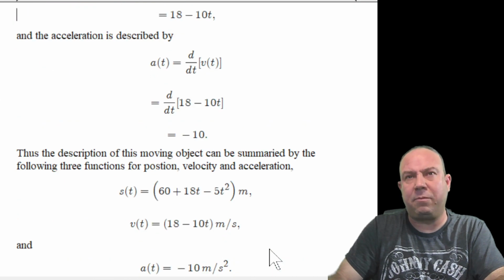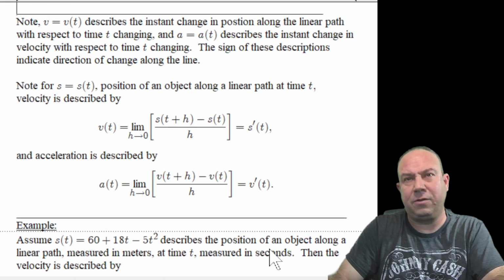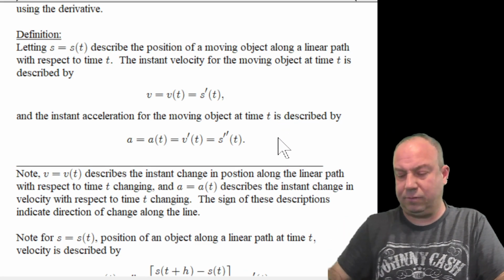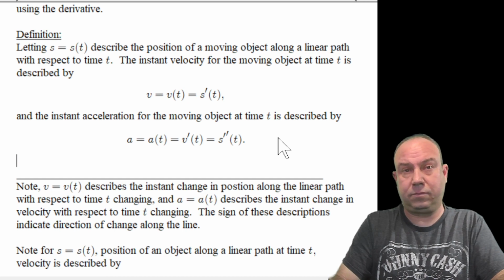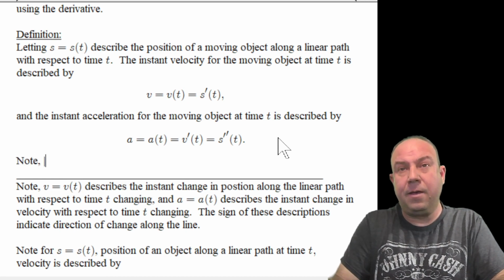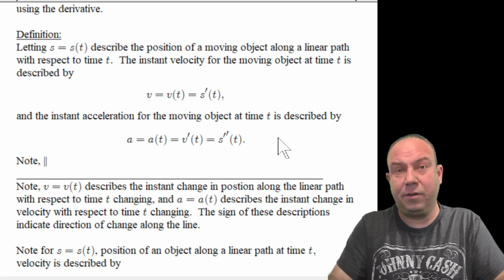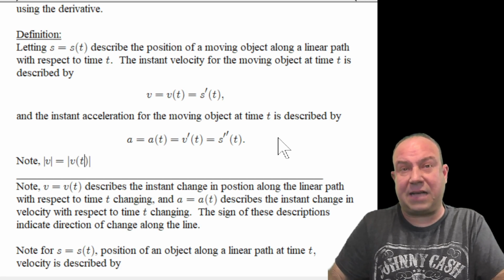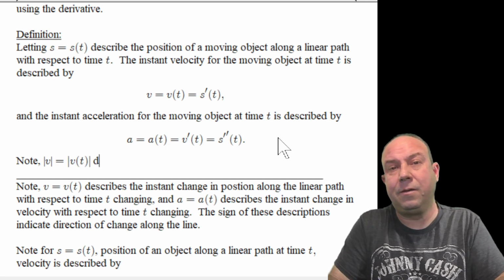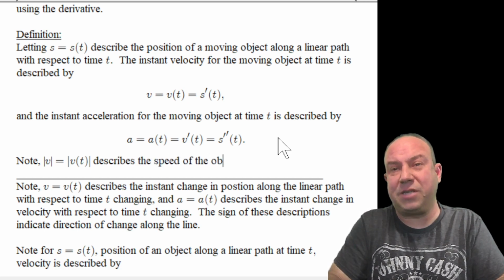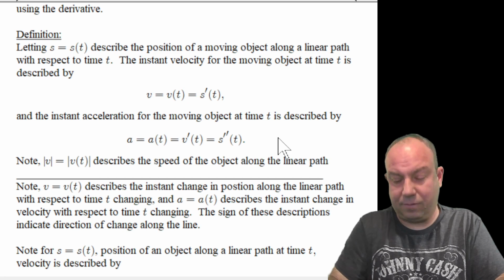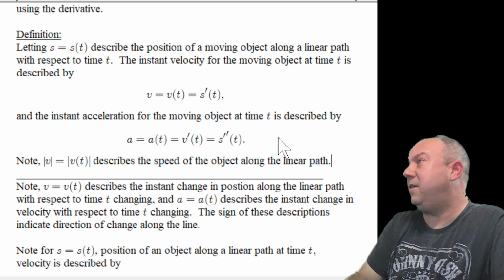One of the things we should probably note here, and I should go back and do this. I can't believe I left this out here. Note, because this is crucial right at this point, the magnitude of velocity, which is the magnitude of our velocity function with respect to time, describes the speed of the object along the linear path. Right? We should add that in there.